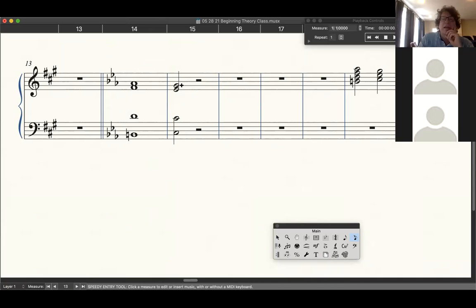Nothing has changed. And the only trick here is to know that a natural on a flat is the same as a sharp on a natural. That's still sharpening the note. We still raised it half a step.